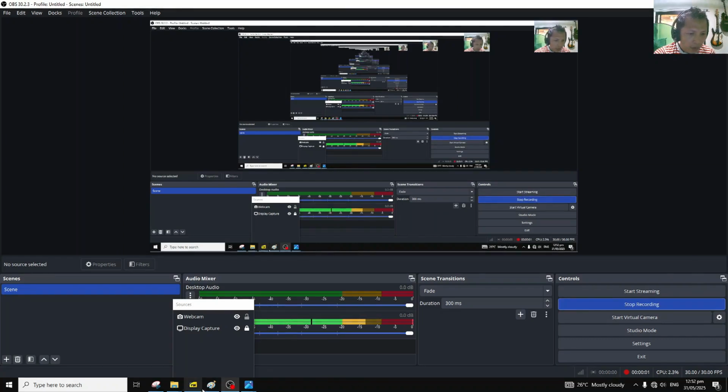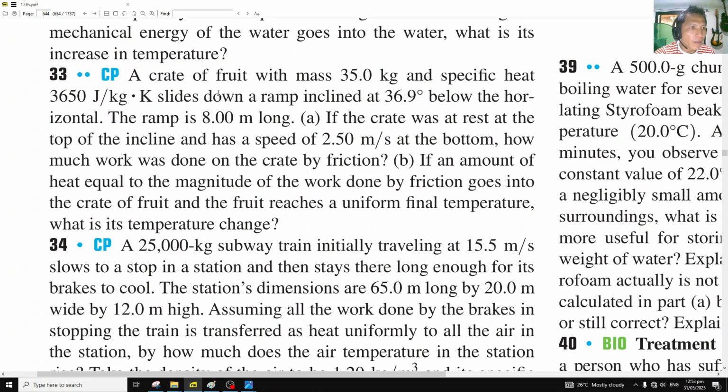Okay, so another problem, problem 33. A crate of fruit with mass 35 kilograms and a specific heat of 3650 joules per kilogram per Kelvin slides on a ramp inclined 36.9 degrees below the horizontal. The ramp is 8 meters long. Actually, I'll draw that. So you can see from 0 to 2.50, it has an acceleration.